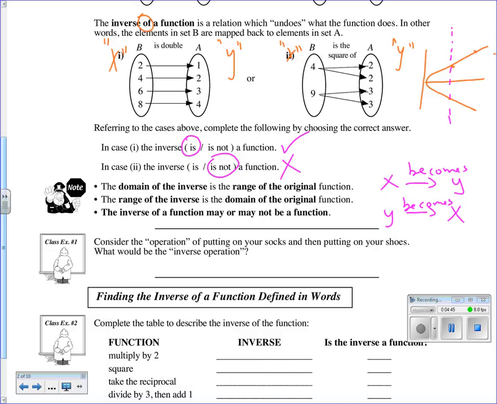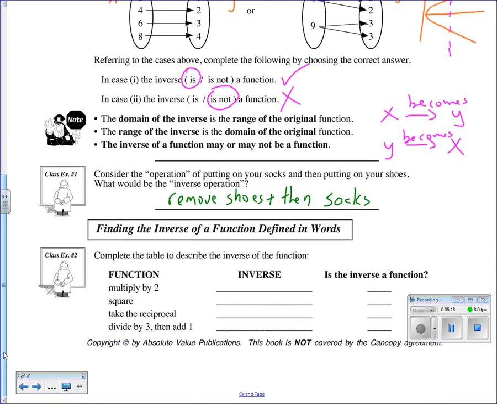The inverse of class example 1: you're getting dressed to come to school this morning, you put on your socks and then your shoes. The inverse would result in you being in the original condition, which would involve taking your shoes off and then taking off your socks. So remove your shoes and then your socks. And we can explore inverses with some simple word examples, and then we'll look at some graphs.